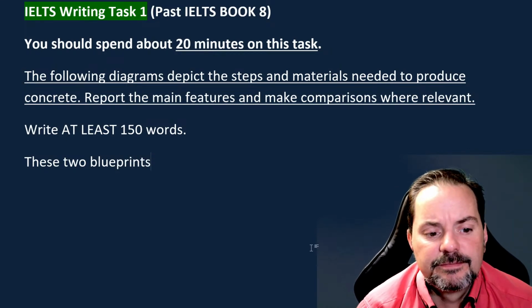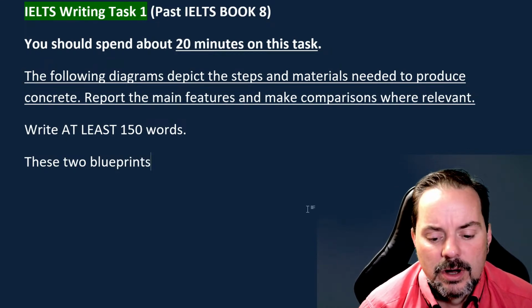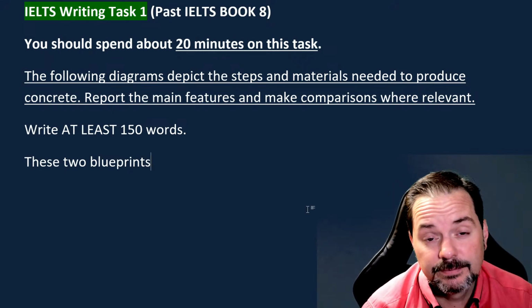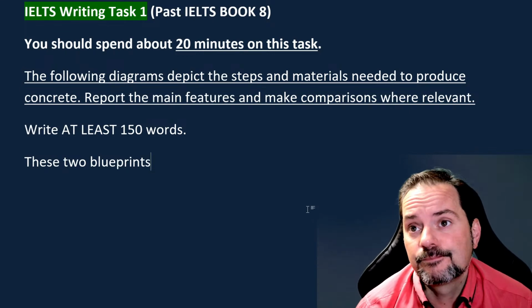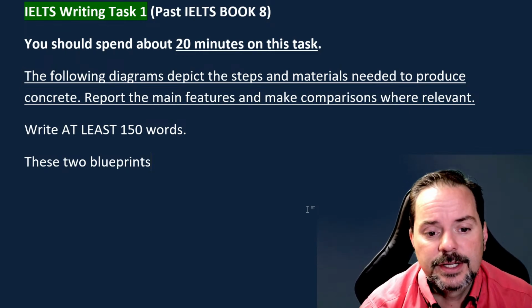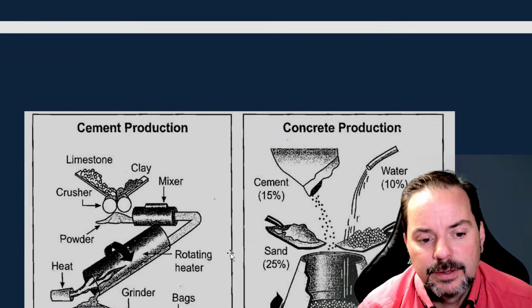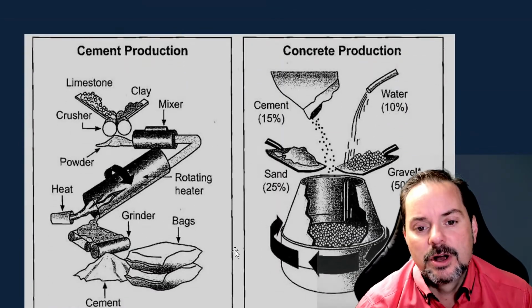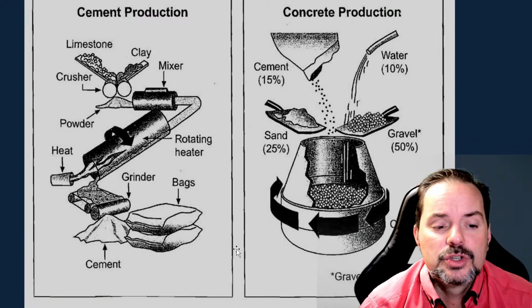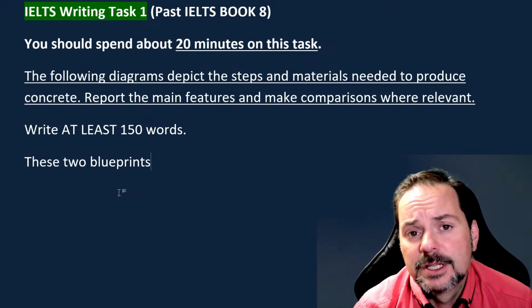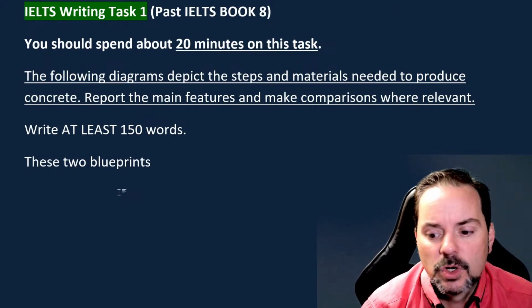So these are kind of blueprints on concrete production. Blueprints are often dealing with construction, or how some structure is constructed. In this case, you can think about it like the construction of concrete, which is kind of interesting because concrete, of course, is used in construction. So I would actually use these two blueprints. They're kind of the blueprints for how to make concrete, right?